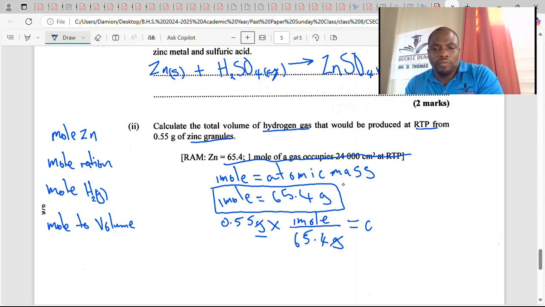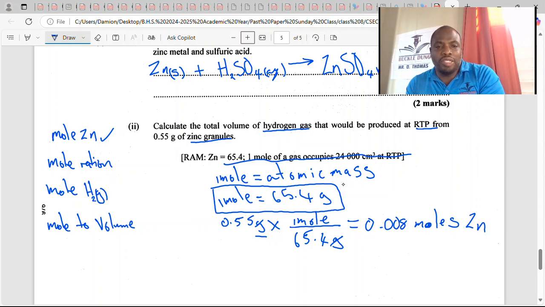0.08. Zero, zeros, 20. 0.008. Yeah. Right? Moles. And once I get to that, what was the next thing? So I find the moles of zinc. What next I said I would do? Use that mole of zinc to determine, or use mole ratio to determine.